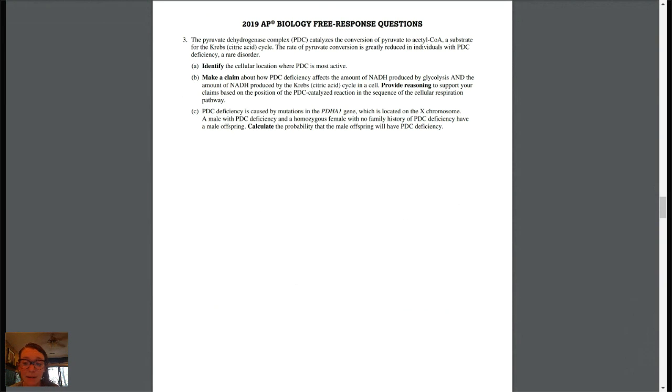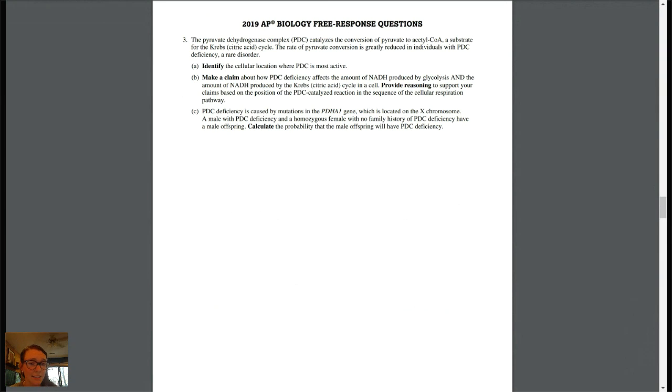Pyruvate is made in the cytosol in glycolysis, but it then moves into the mitochondria to be oxidized into acetyl-CoA for the start of the Krebs cycle. So mitochondria was your cellular location. Part B, make a claim about how PDC deficiency affects the amount of NADH produced by glycolysis and the amount of NADH produced by the Krebs cycle.